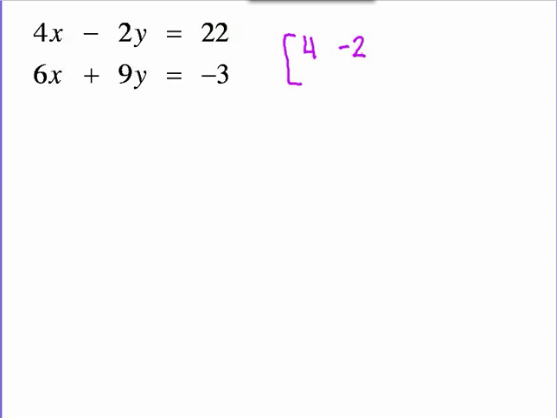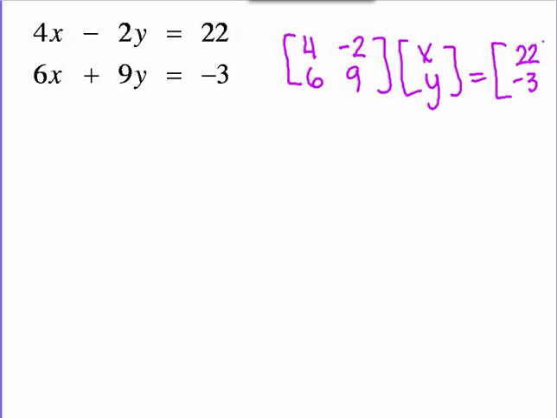Negative 2, 6, 6, 9, x, y. 22, negative 3, good. I'm going to stop today with that. We're going to solve those tomorrow, but I think you've kind of hit a limit. We're going to come back and finish those last two.